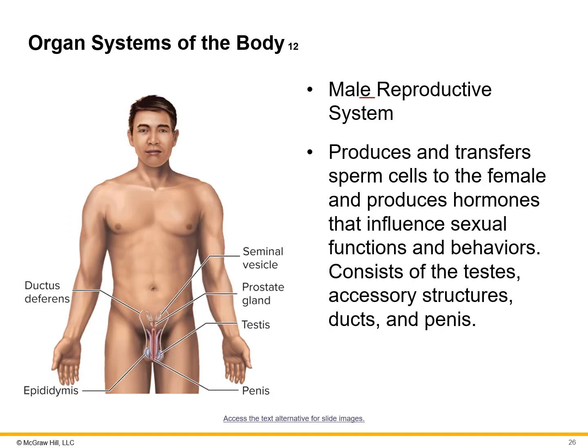Then in the male, reproductive, again, similar, still involved in sexual reproduction. So similar to that in females, also producing hormones. Again, here we are, the male reproductive consists of the testes, accessory structures like the vas deferens, the prostate gland, and the penis.